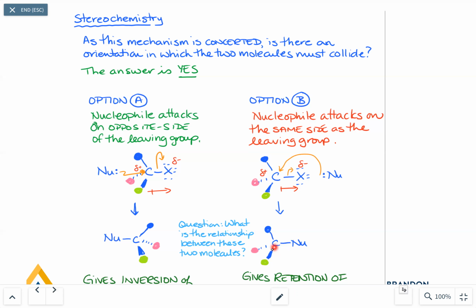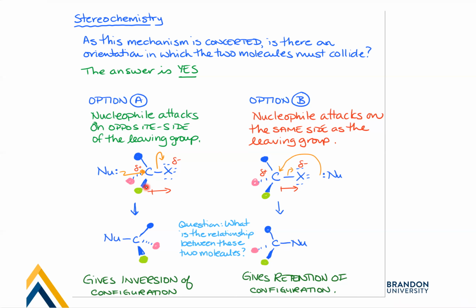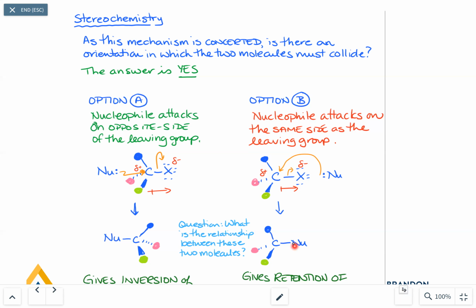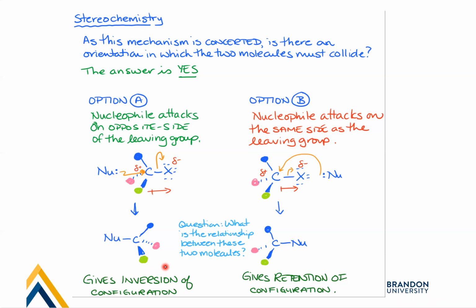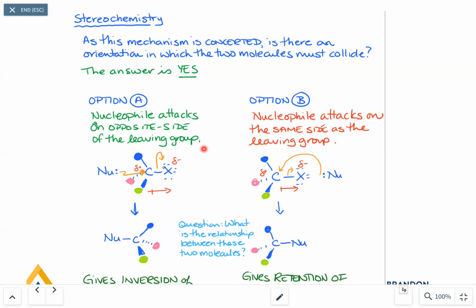So one of the ways that this was proven experimentally is that they did these reactions on chiral carbons and found out, did they have a retention of configuration or did they get an inversion of configuration? And that would dictate what type of mechanism was taking place. So intuitively, if I was to say to you, which one do you think it would go by? Option A or option B? What would you say?